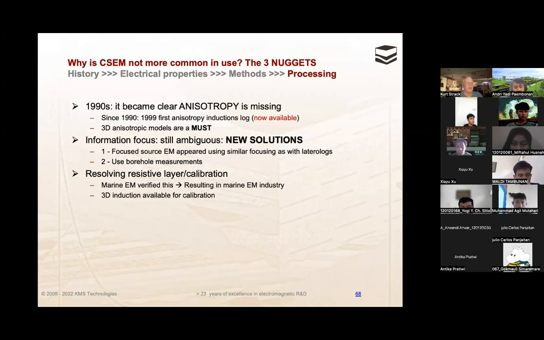Now, the information focus, and we'll talk about this hopefully later, the information focus is still not clear, and we need new solutions. And these new solutions are either with focused source measurements or with borehole measurements. You've seen the borehole receiver, and I'm hoping that I have put in this, yes, I do. About 6 slides down, you will see the focused source EM measurements and how we improve it. And the other part is how to resolve resistive layers. And marine electromagnetics has shown us how to resolve resistive layers consistently. And today we have 3D inversion. So we have essentially addressed the 3 nuggets, and now it's up to us to apply CSEM and make it a more usable tool.